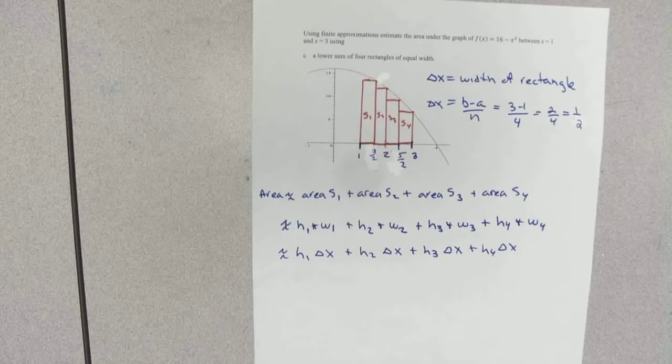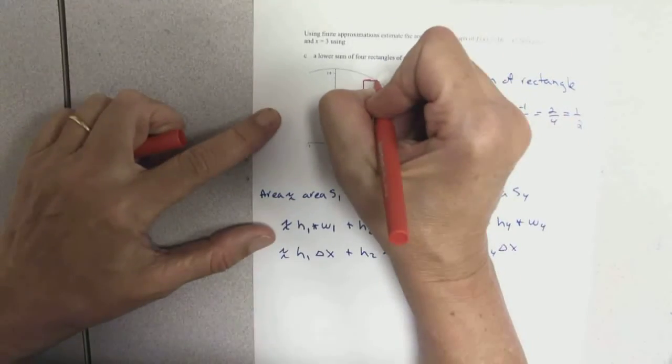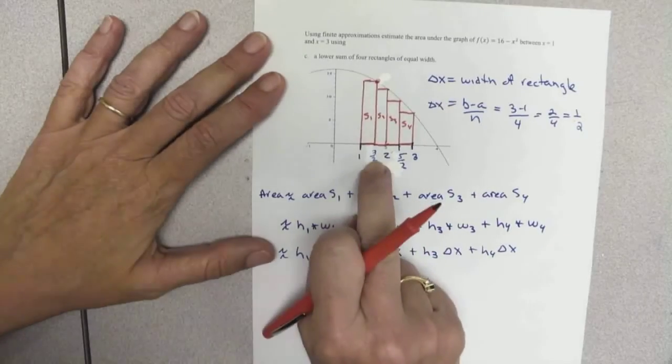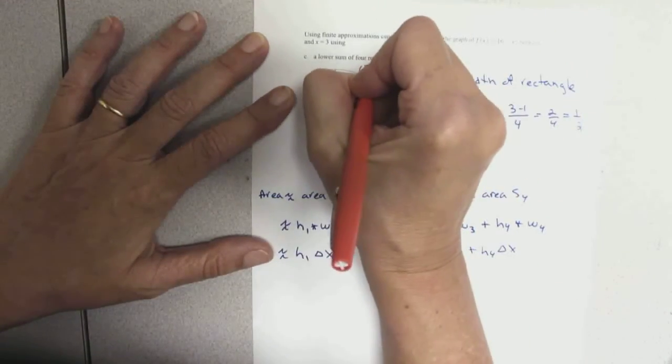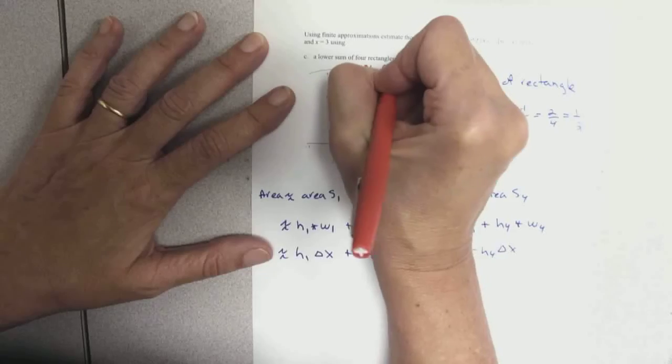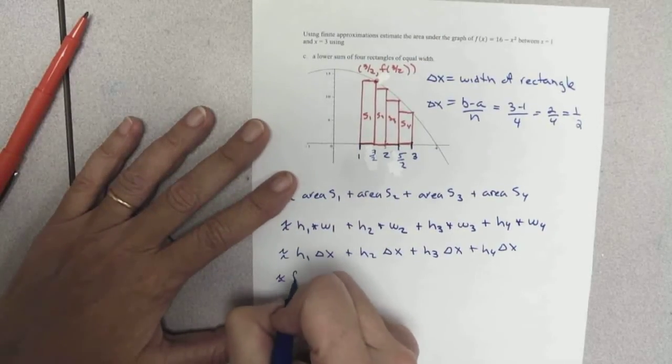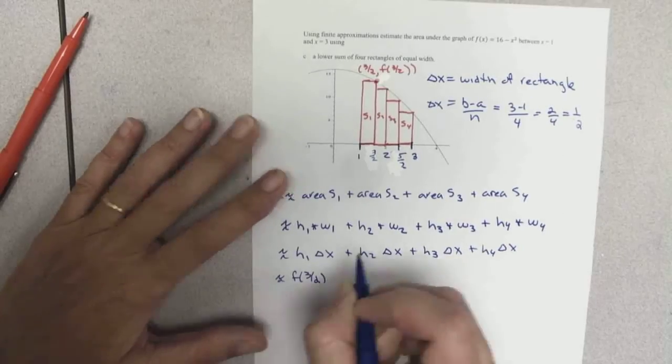The only reason I didn't is because I wanted to emphasize that the width of that rectangle is given by delta x. And I wanted to try to put that into your brain, that width is delta x. Now all those heights, we go back to my curve. There is where the height of S1 is. The x-coordinate is 3 halves, so that's going to be f of 3 halves. So height 1 is f of 3 halves.